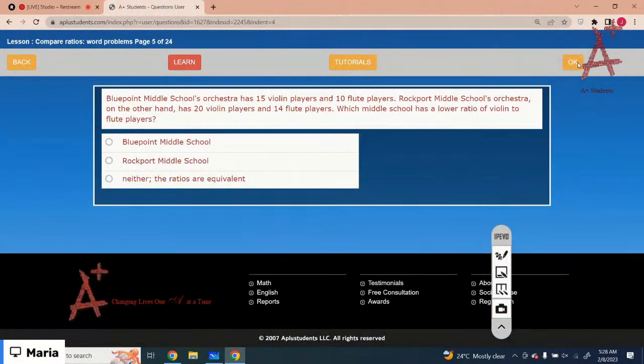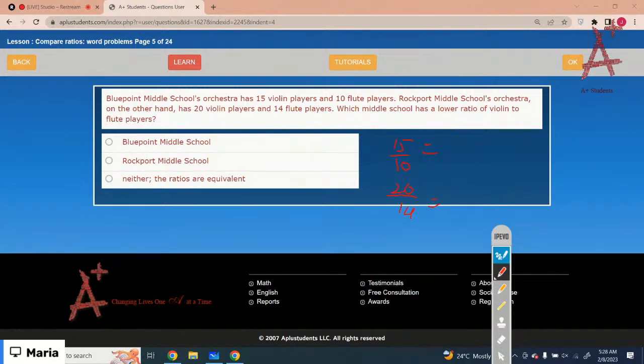Okay, the next one is: Blueprint Middle School's orchestra has 15 violin players and 10 flute players. Rockport Middle School's orchestra, on the other hand, has 20 violin players and 14 flute players. Okay, so which middle school has a lower ratio? 15 over 10 and 20 over 14.